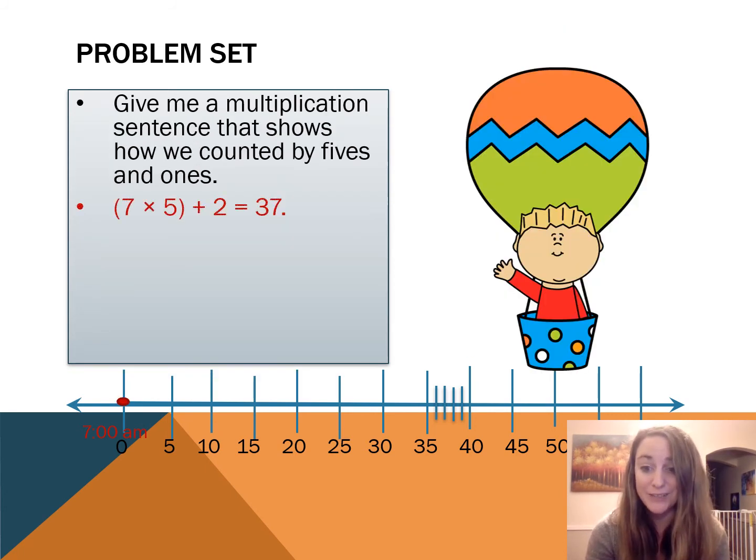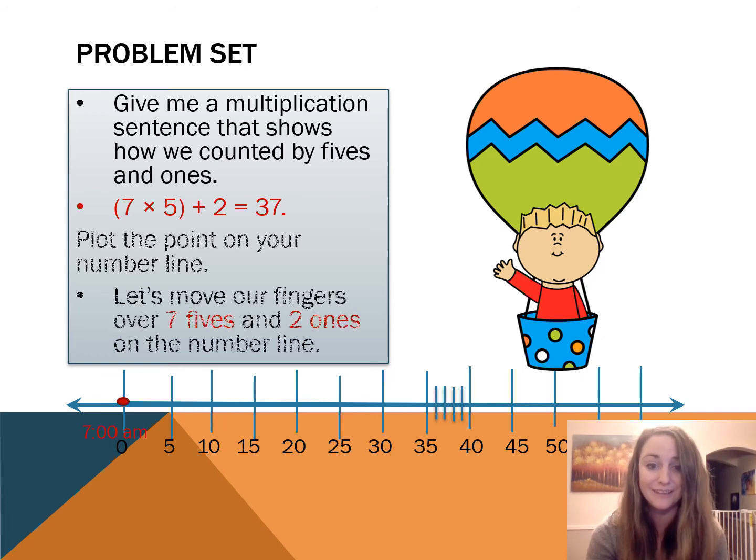So a multiplication sentence that we could write would be 7 times 5 plus 2 equals 37. Again, we grouped the multiplication together using parentheses. Plot the point on our number line. Let's move our fingers over 7 5s and 2 1s on the number line.